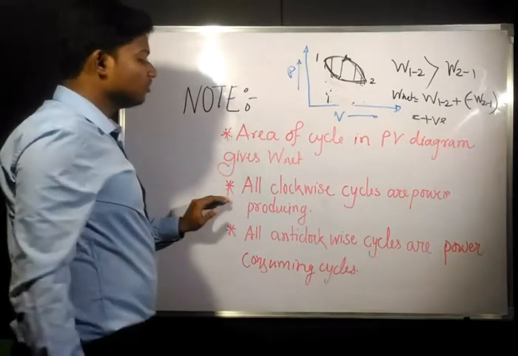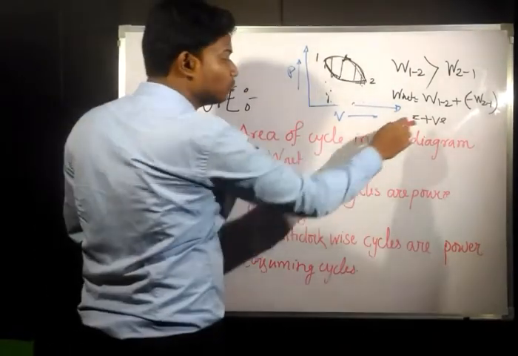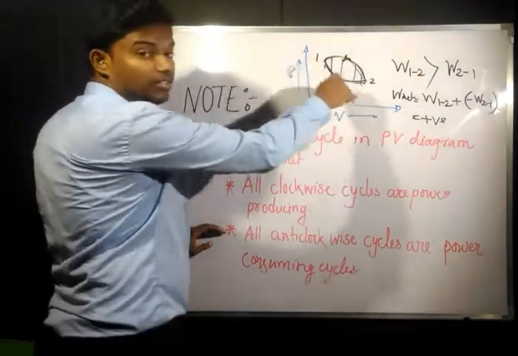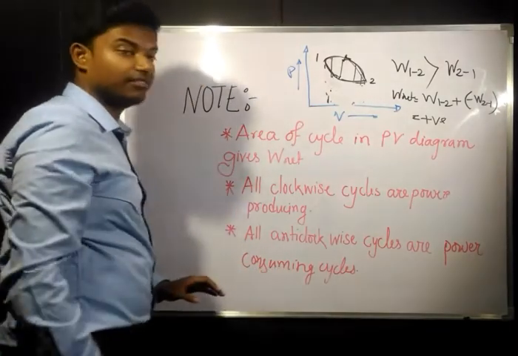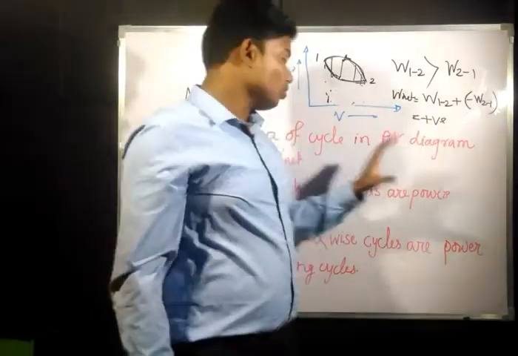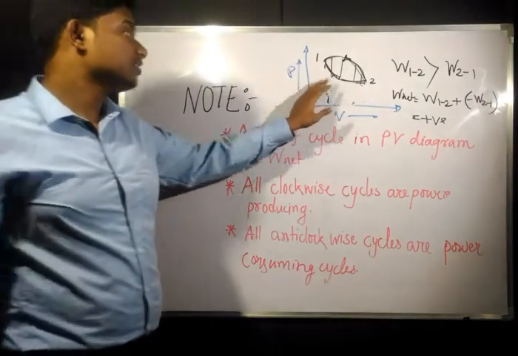Okay, the second thing is all clockwise. As we have seen, when we made this clockwise, we found it positive, while when we made it anti-clockwise, that was negative. So all these 3 points have been discussed here.